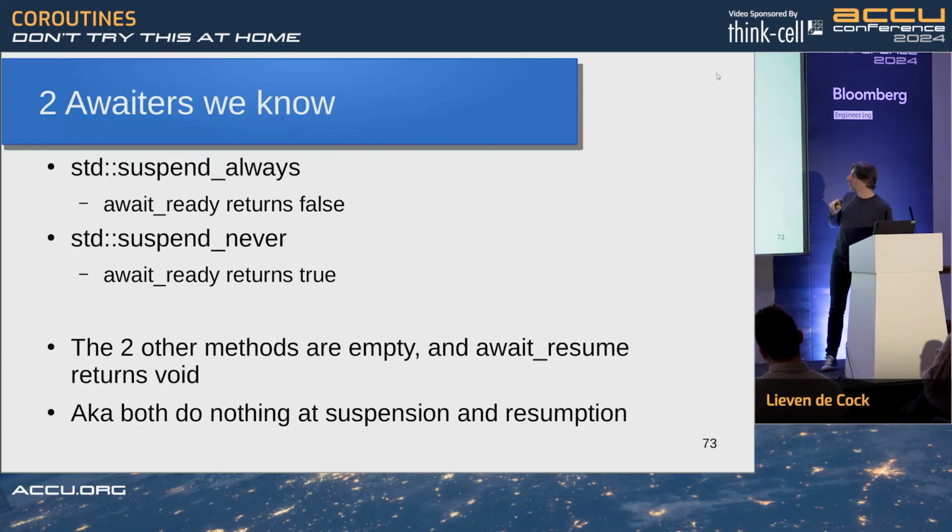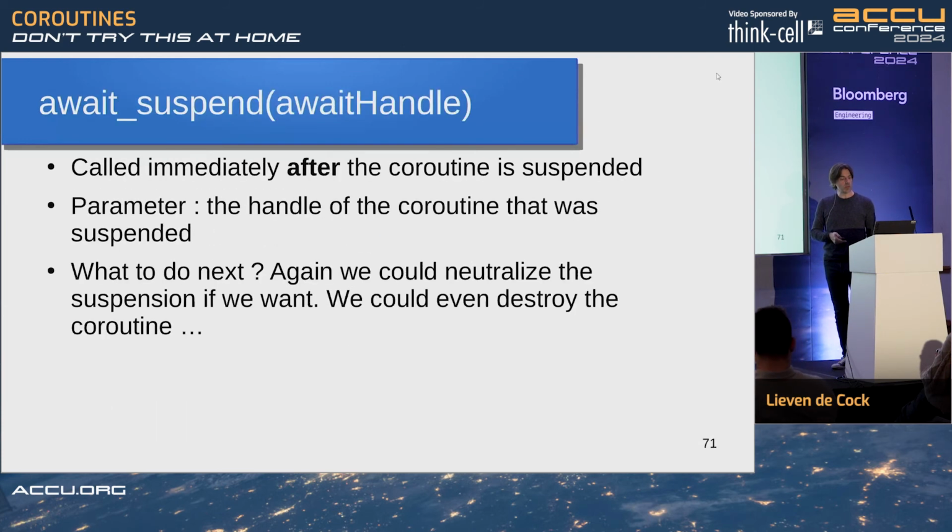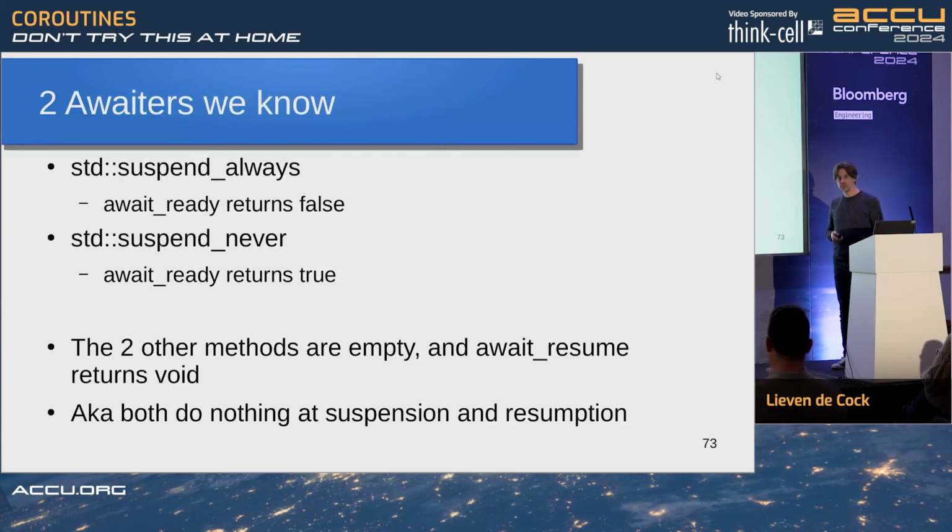So as I said, there are already two awaiters we know of, suspend always and suspend never. Their await resume and await suspend are empty. They don't do anything, but they are different in the await ready. Suspend always says await ready, false. Means it's not ready, means suspension is going to happen. Suspend never says await ready, true. It is ready, so we're not going to suspend.